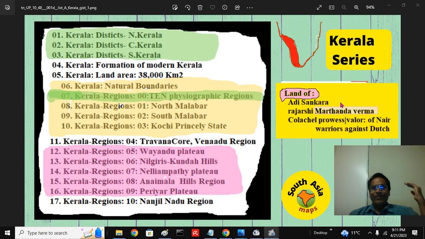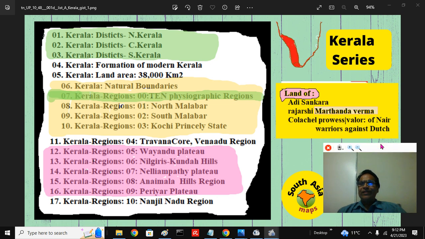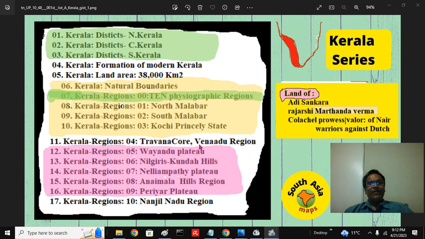We are talking about God's own country. It's the land of Adi Shankara, the great philosopher, and the land of Rajarshi Marthanda Varma, known for its famous Kolachal battle. That is the land of Kolachal, where the Nair warriors defeated the Dutch imperialists from Europe. And we are looking at the third part, the districts of Southern Kerala.